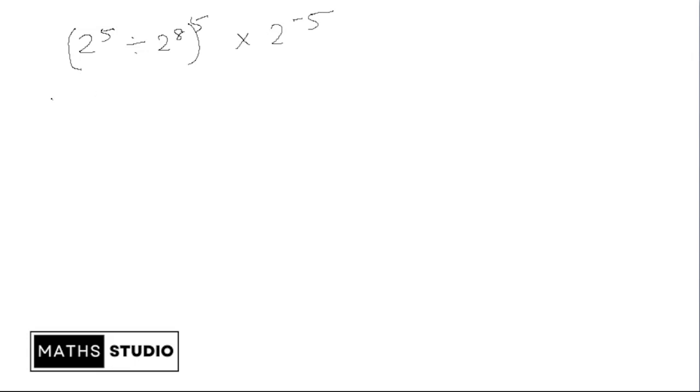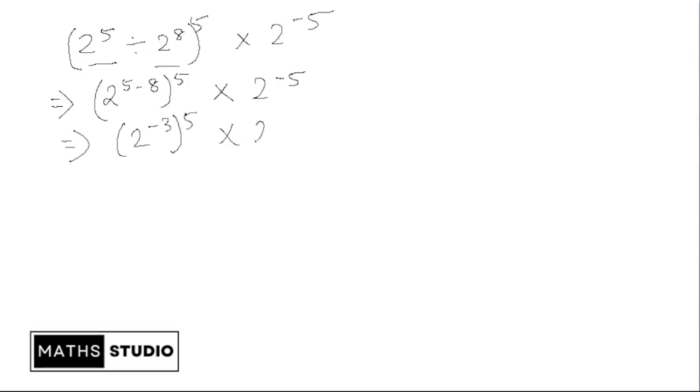Does it seem difficult or not? I don't know what I can make out of it. But what I can understand, this divided by this. Let us go by simple rules. Base is same and it is division. So we'll do 5 minus 8. How? It will be 2 to the power 5 divided by 2 to the power 8. So ultimately it becomes 5 minus 8. And the exponent outside is 5. Okay. Into 2 to the power -5. So the next step I can write it as 2 to the power -3, whole to the power 5, into 2 to the power -5.